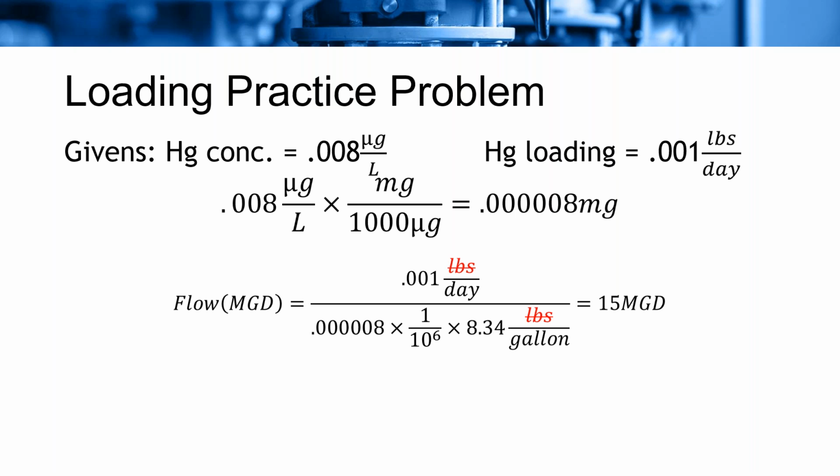The pounds cancel out. Now, if we have per million and per gallon on the bottom of a fraction, when it is moved to the top, it becomes the numerator, and that's why our new units are million gallons per day. If we just solve this and divide 0.001 by 0.000008 and 8.34, we get 14.9, or approximately 15 million gallons a day because we've rounded that up.